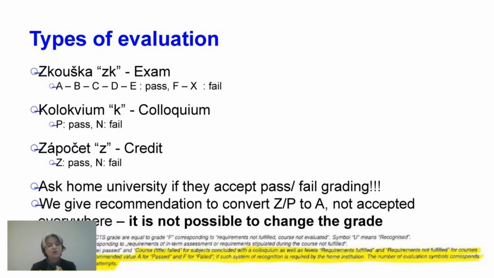Ideally, maybe try asking your home university if they accept pass-fail credits. On the second page of your transcript of records, there's an explanation of our grading system and a recommendation at the bottom that the pass credits or grades are converted to an A, because it is the best possible grade that you could get in this kind of course. But some universities may take an issue with this.